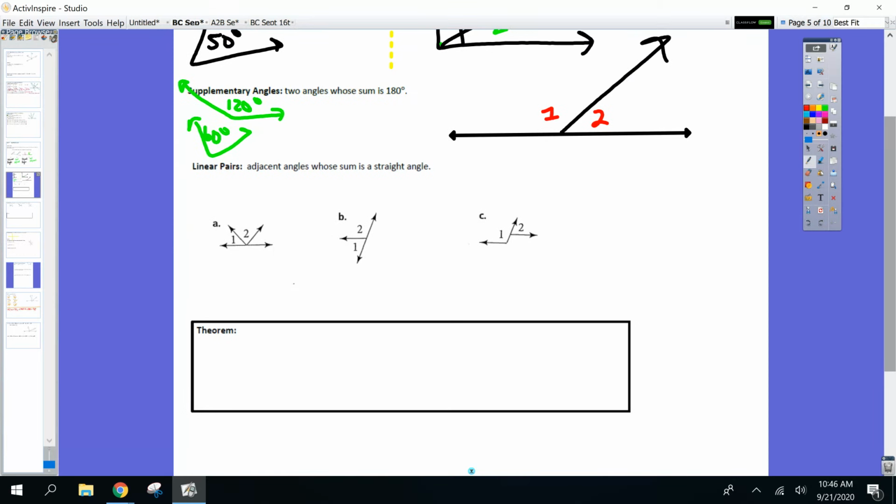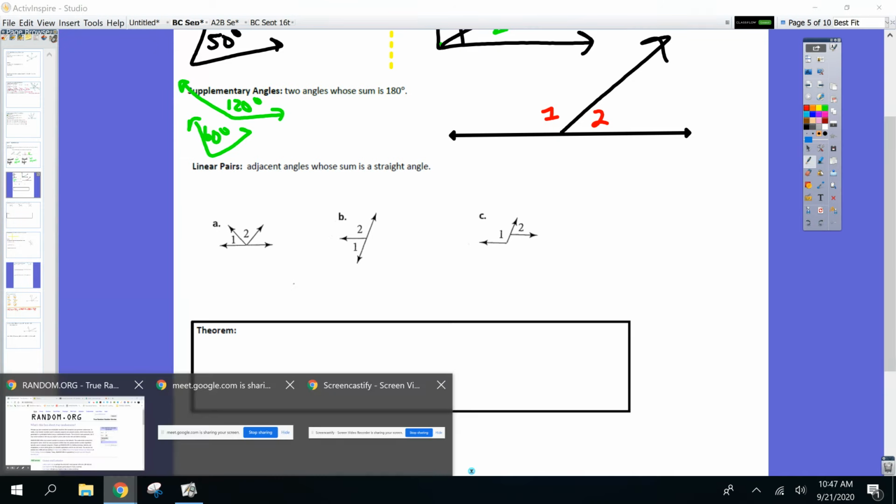Linear pairs. Linear's got the word line in it, so it's two angles that form a line. They have to be adjacent as well. Two adjacent angles that form a straight angle. So we're going to go through A, B, and C, and can you tell me if they're linear pairs or not?